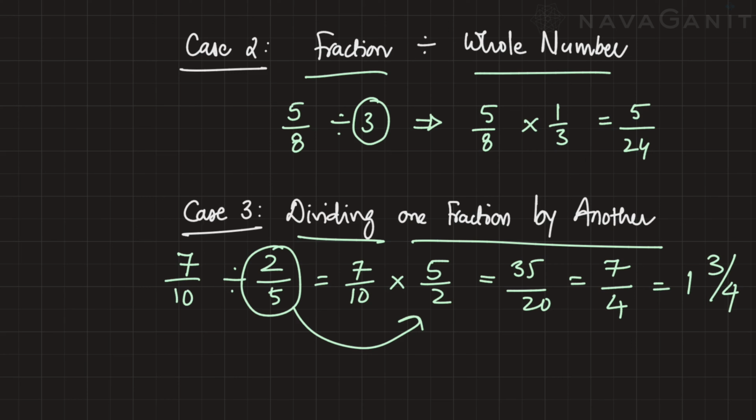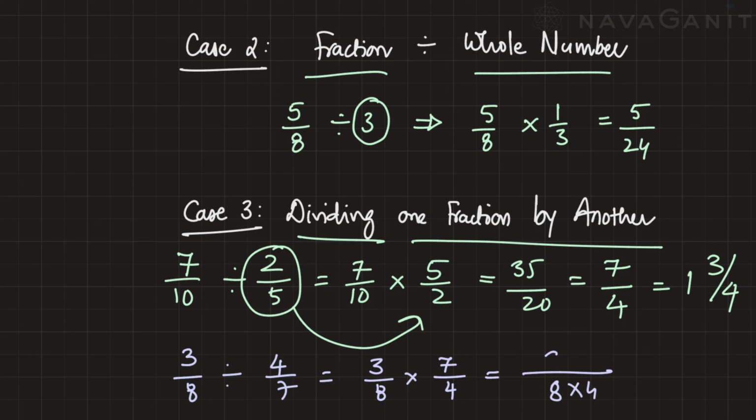Let's take another example. Say I have to divide 3 by 8 by 4 by 7. So this is nothing but 3 by 8 multiplied by 7 by 4. And this is 3 multiplied by 7 upon 8 multiplied by 4, which is 21 upon 32.